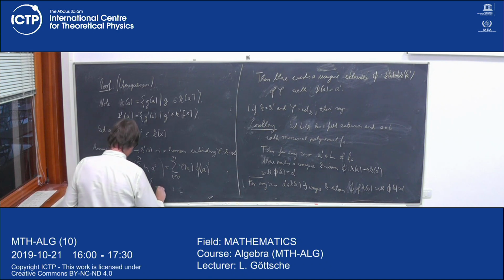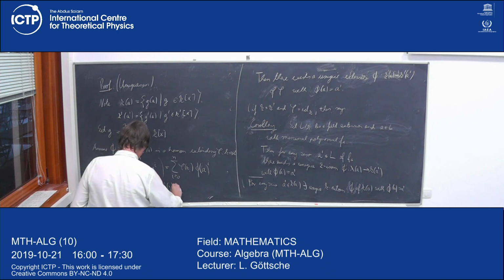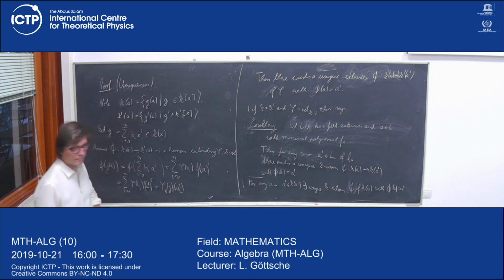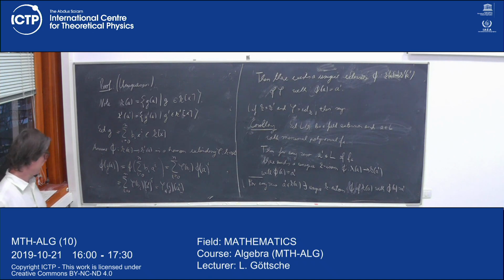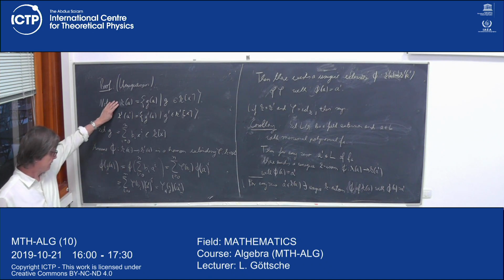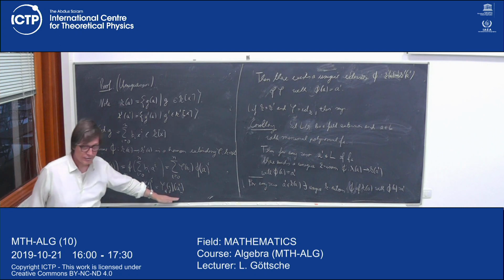But if you want, you can also write this as phi star of g of a prime, according to how we have defined it. And you can see I have taken an arbitrary element from K(a) and I have written down what its image is. So the map is uniquely determined.